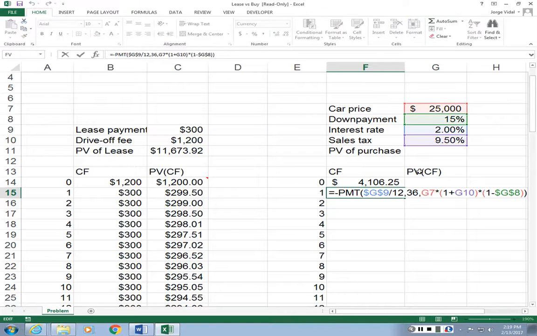And before we can copy, let me lock this one. Okay. Does it make sense why we multiply 1 minus the down payment? You're financing 80, in this case, what? 85% of the vehicle.